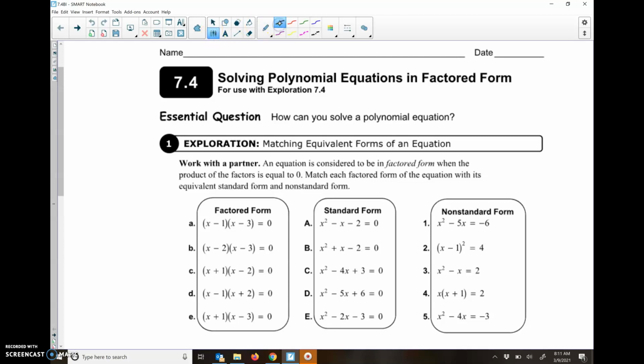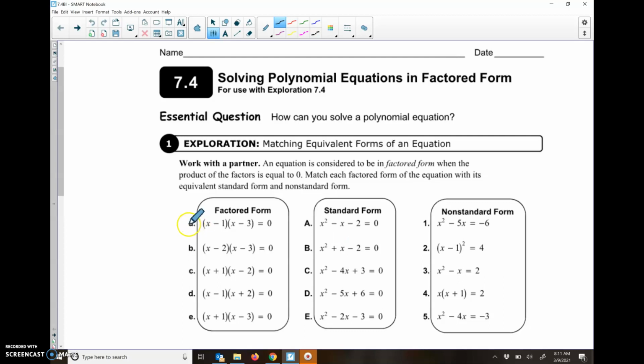So this first part is something we're probably going to need to know for next lesson, but we're going to talk about it here now. Factored form is what we're used to seeing with the two parentheses. Standard form is what we get after we do our foiling. And non-standard form is pretty much the same thing as standard form, except there's a number on the other side of the equal sign that's not a zero.